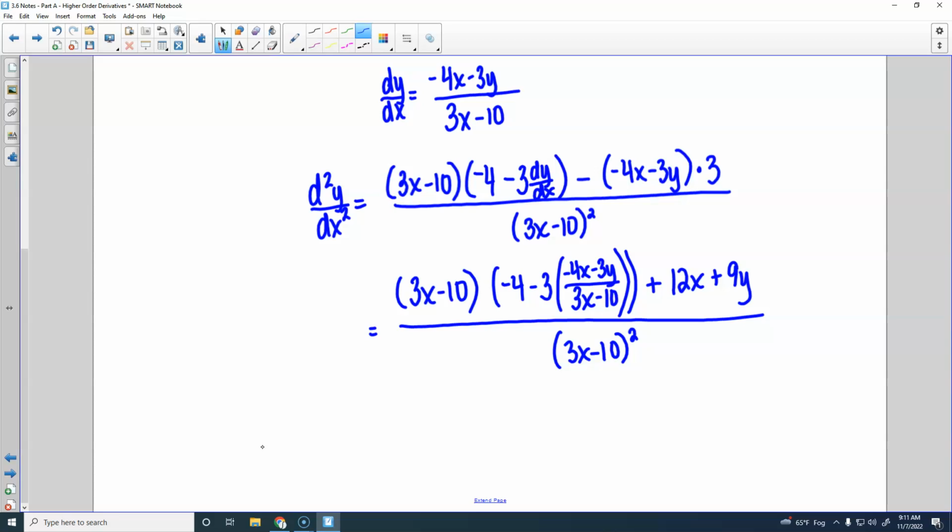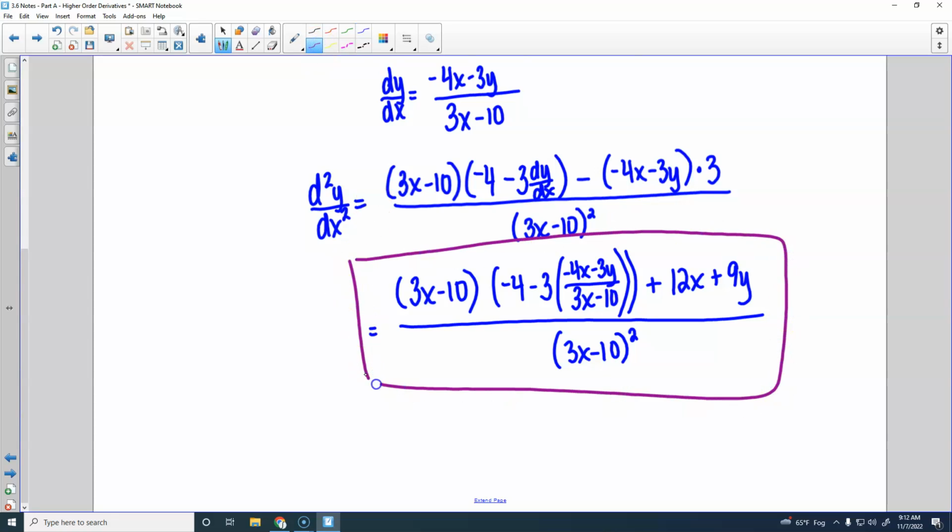If it is free response, you can leave it here. So you would not have to simplify further if it was free response. You cannot leave it here because you still have the dy dx, but you could leave it here if it's free response. So I'm going to mark that here. On a free response, this is okay.